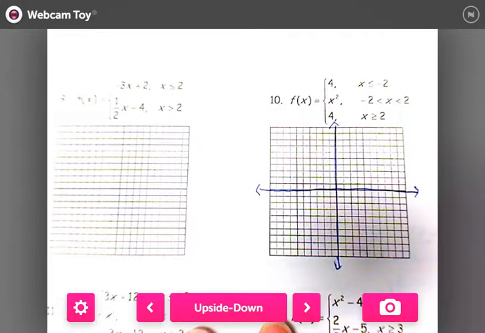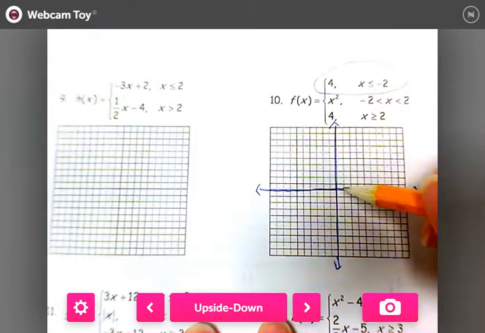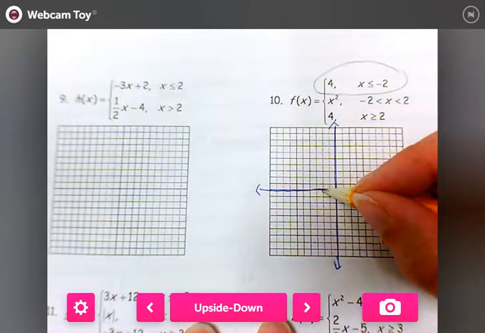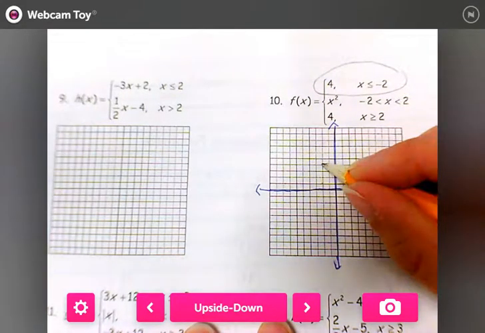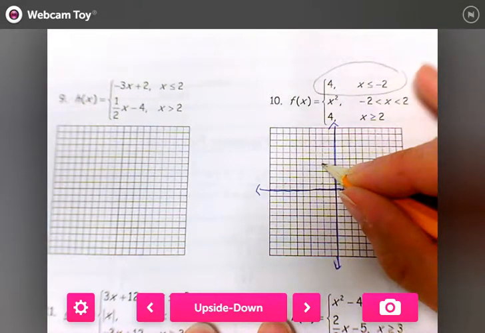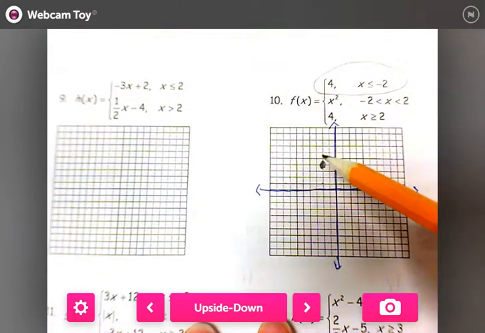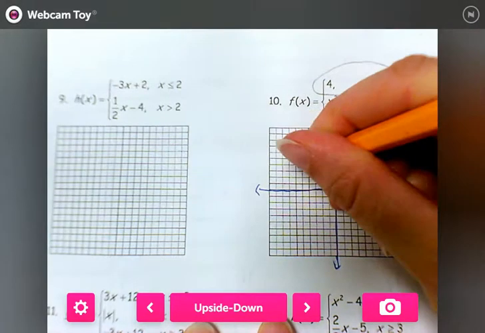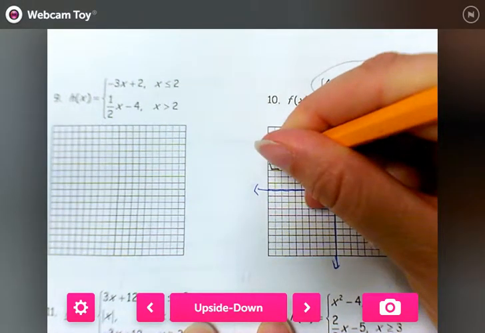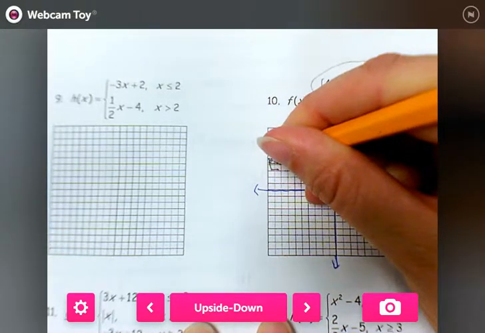Okay. So, when X is less than or equal to -2, it's at 4. So I'm going to go to X. I'm going to go over 1, 2, and then I'm going to go up 1, 2, 3, 4. Am I going to have a filled in circle or an open circle? Filled in. And X is less than 2. Which way? To the left or to the right? Left. Good.